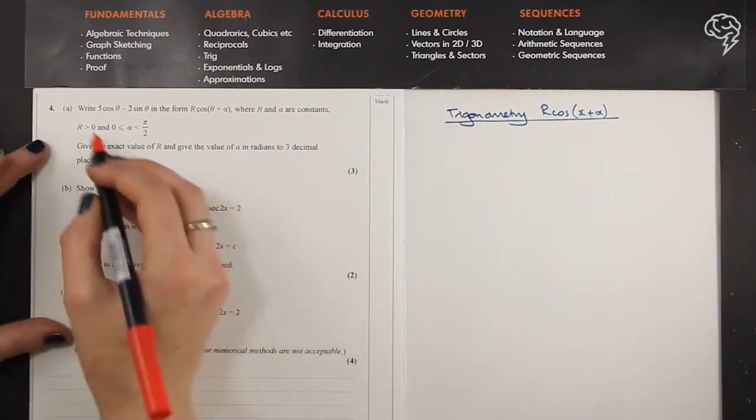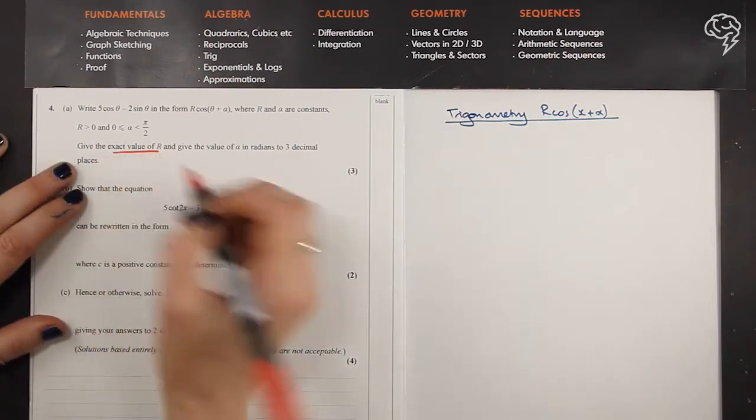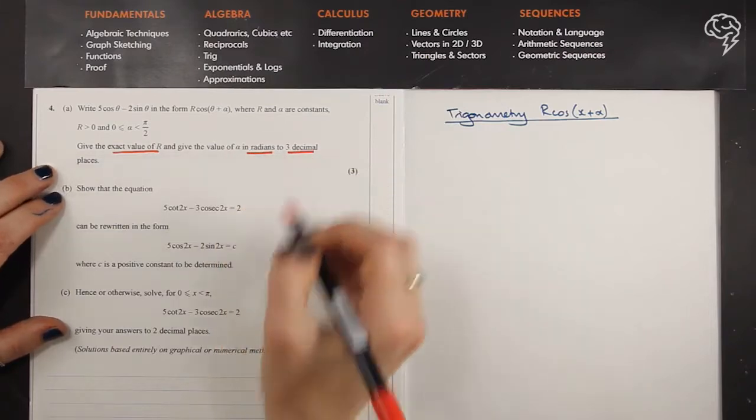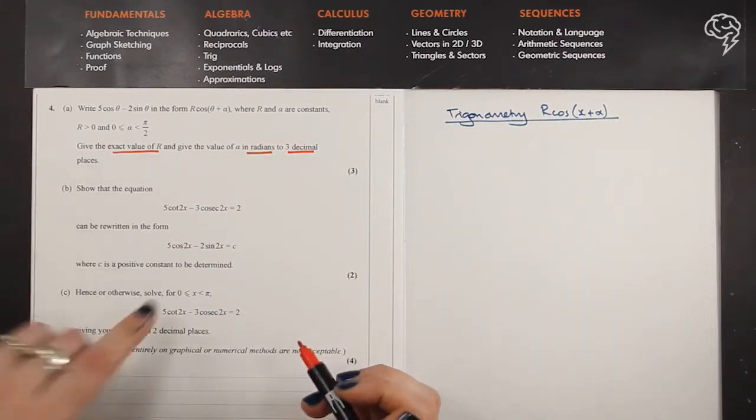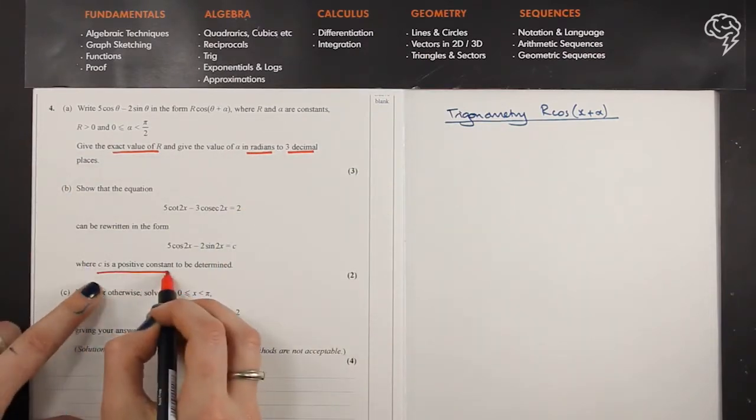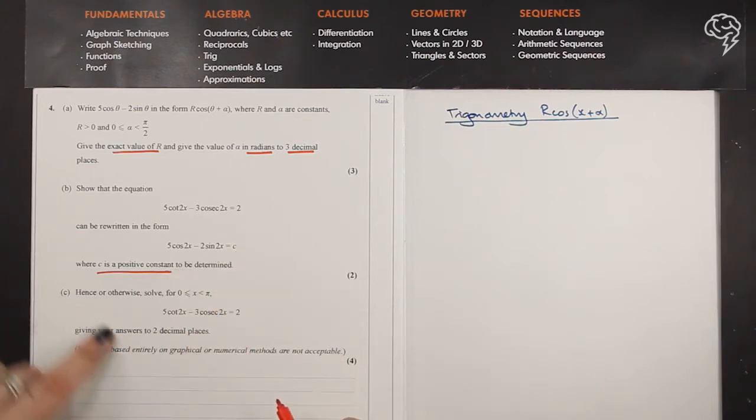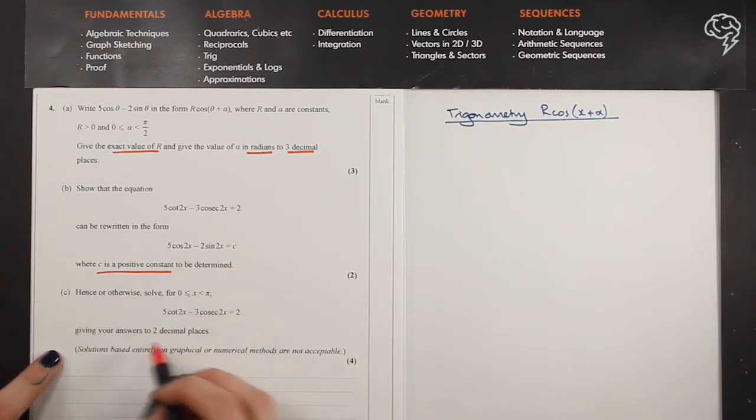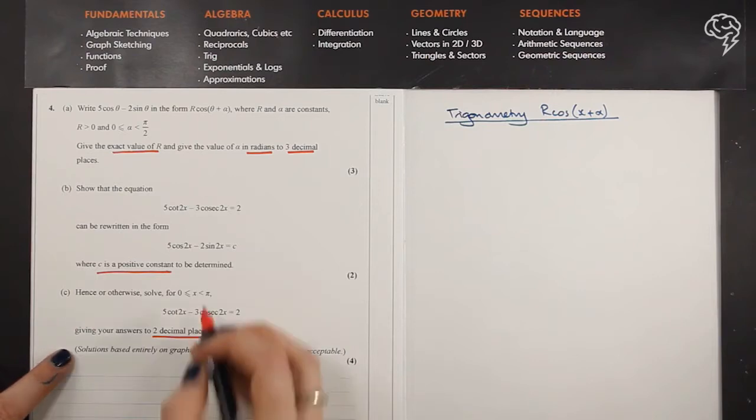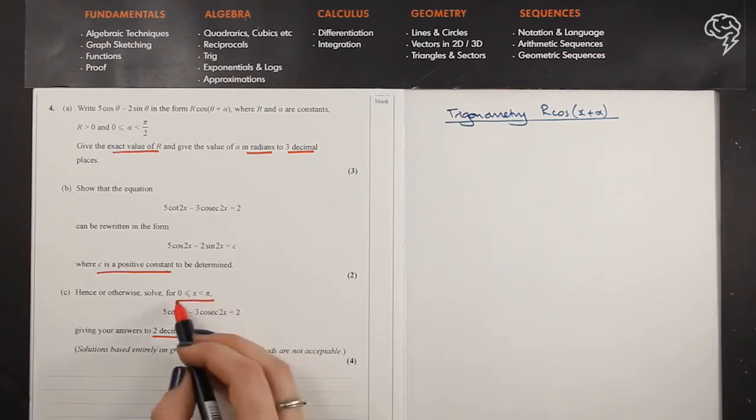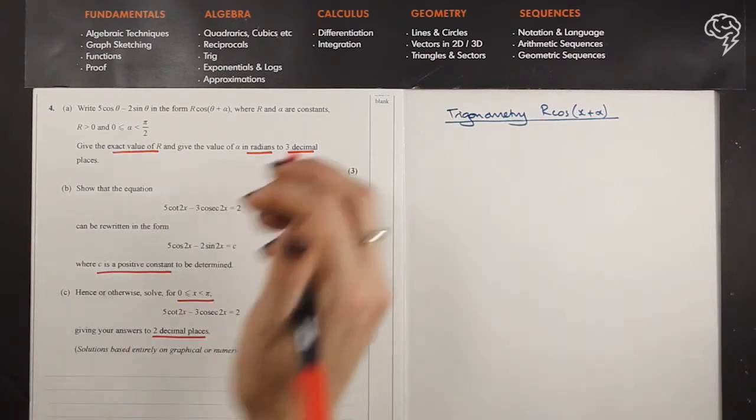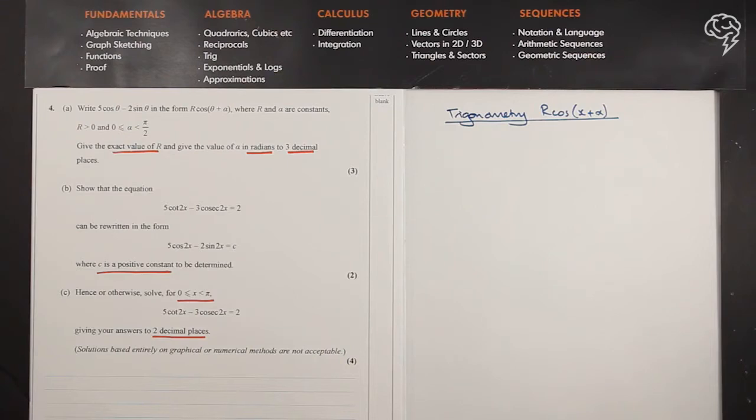So what do we need to look out for? We need R to be exact. We need alpha to be in radians to 3 decimal places. We need the C that pops out here to be positive, otherwise we've gone wrong. And then when we solve this equation, we need 2 decimal places for our answers, and our answers should be between 0 and pi. So these are all things we're going to go through and check at the end.